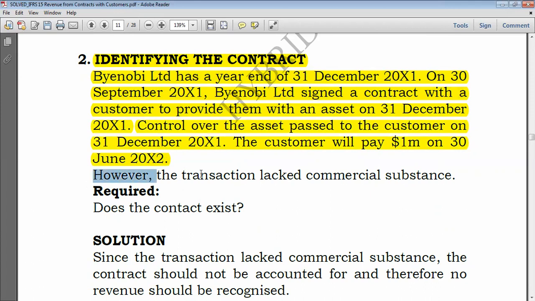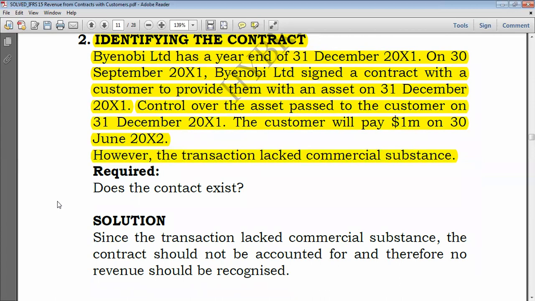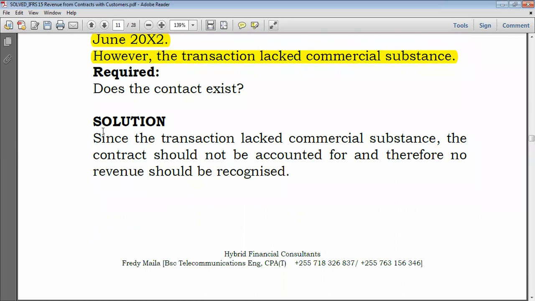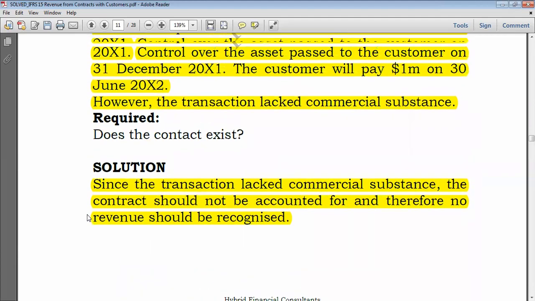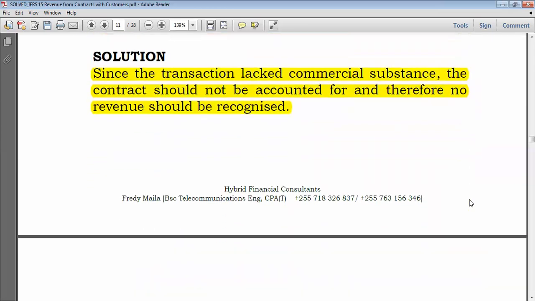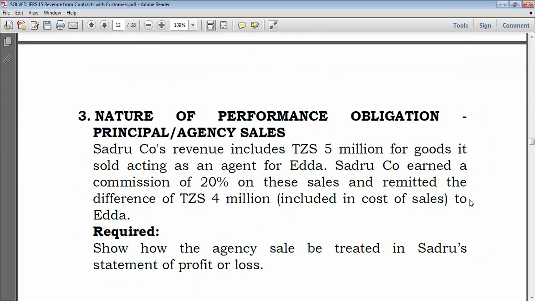We say here, however, the transaction lacked commercial substance. I think this is pretty obvious. Since the transaction lacks commercial substance, we say that there is no contract. So there are things you need to keep in mind. Since the transaction lacked commercial substance, the contract should not be accounted for, and therefore no revenue should be recognized. So you don't need to start contemplating the amount of revenue, which would seem to be 1 million. You should not recognize it at all, because there is no contract. In case it was silent, you could have considered that.